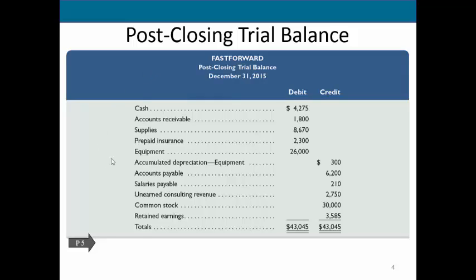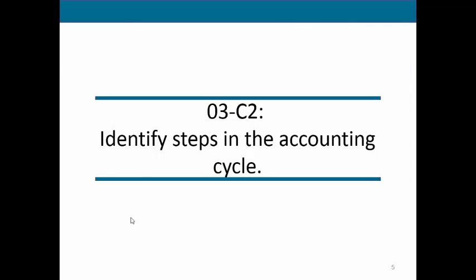And what you'll notice here is that we have all of our assets, all of our liabilities, and then we have just two equity accounts. We have common stock and retained earnings, because all of those temporary accounts are eventually closed into retained earnings. So that's why we don't show anything beyond retained earnings.